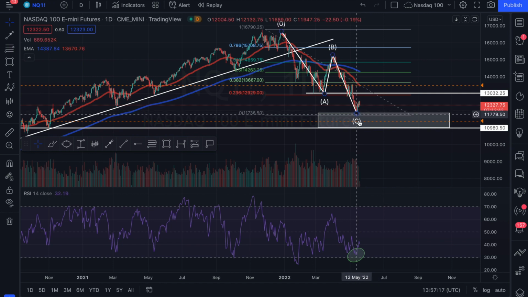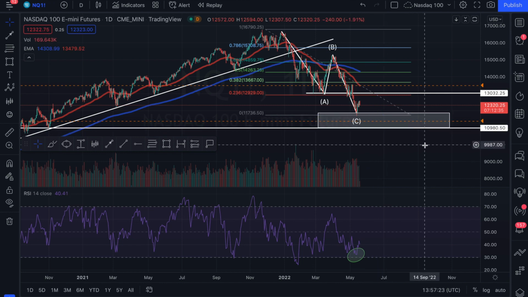I think if we were to go down to 11,000, that could be healthy as well, as it's a large round psychological figure, and I think that's an area where buyers would come in and protect the markets. As well as that, we didn't quite get to oversold territory here for the NASDAQ 100, and that's something I would like to see.